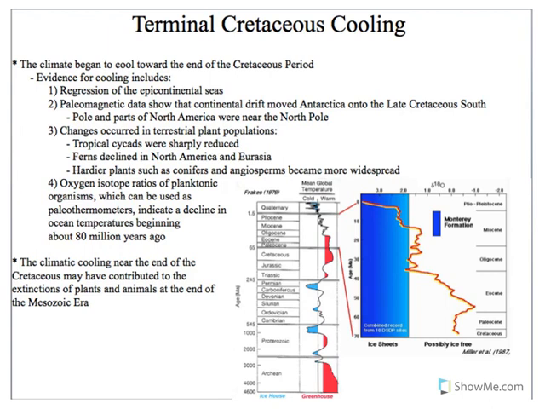Now, number 3, we also start to see some changes in terrestrial plant populations. Basically, what we're starting to see are tropical plants decline in number and get reduced towards the pole, and then we start to see lots of hardier plants. Plants that can tolerate the cold weather become much more common throughout the fossil record.